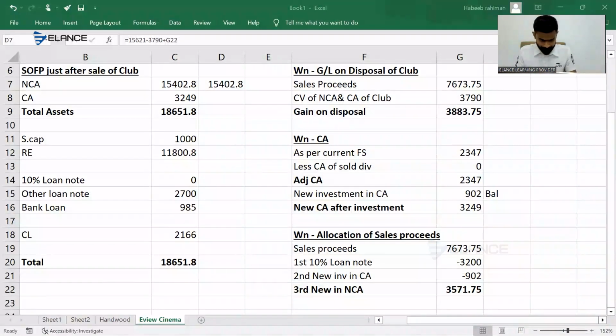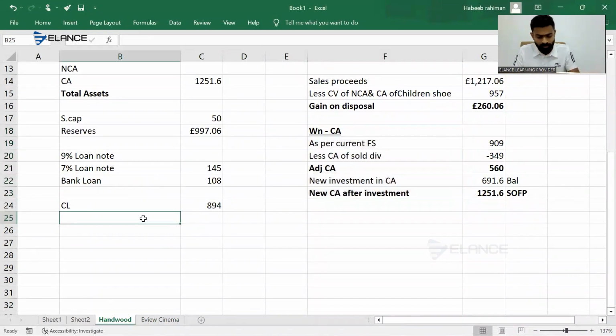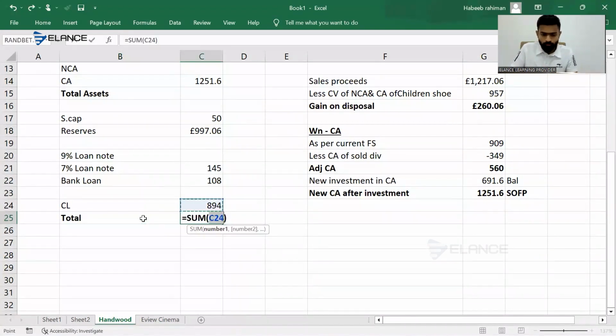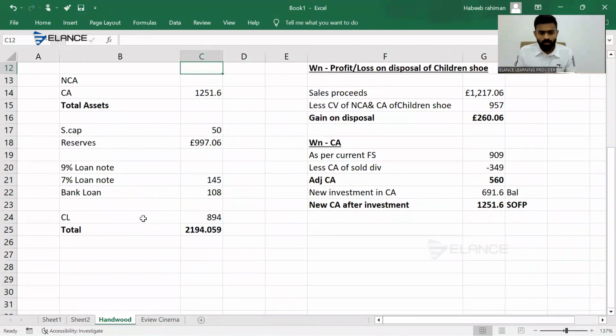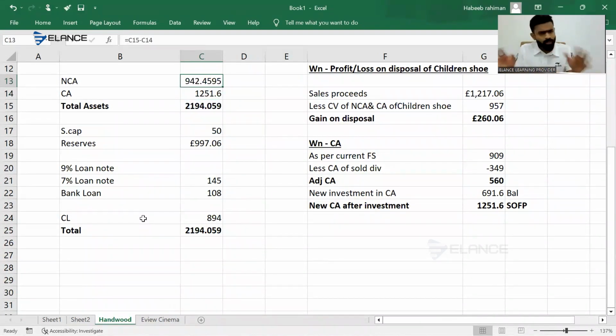For Handwood company, if we calculate the figure of non-current asset as a balancing figure, we first of all have to calculate the total for equities and liabilities. So the total for equities and liabilities will start from here, share capital onwards. So it is 2194. So the total assets also has to be 2194. So as a balancing figure, the figure for non-current asset will be 12151.